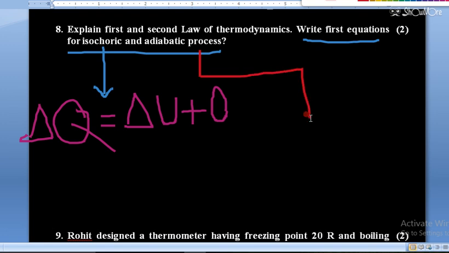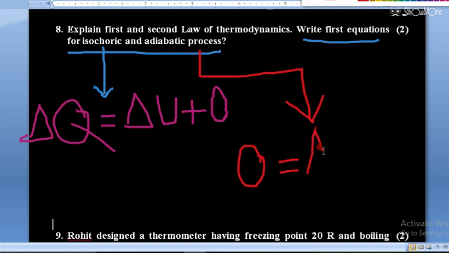For the adiabatic process, you have to write here delta Q. Delta Q is equal to 0, so here you have to mention 0. This will make the equations clearer for the isochoric as well as the adiabatic process. It will be more clear when you write 0.